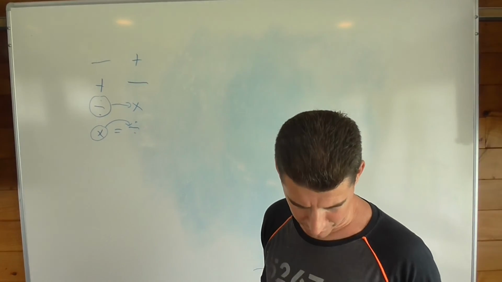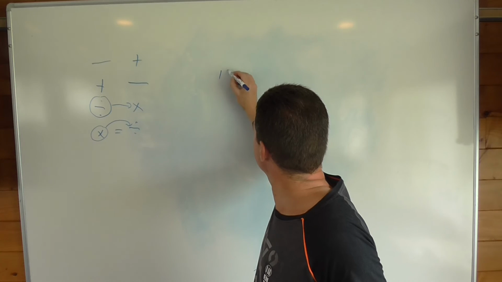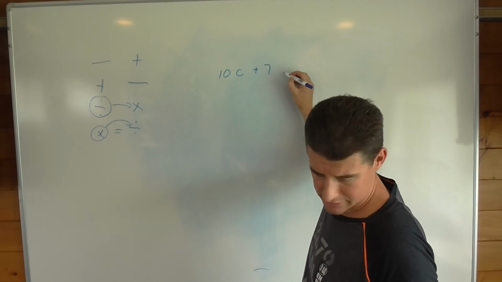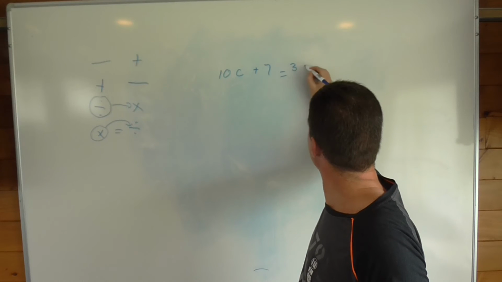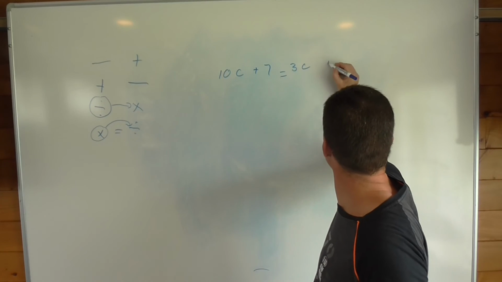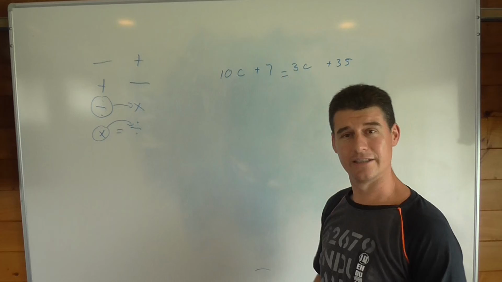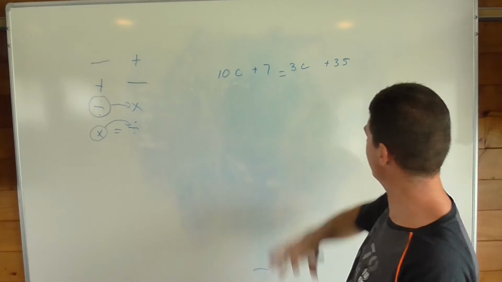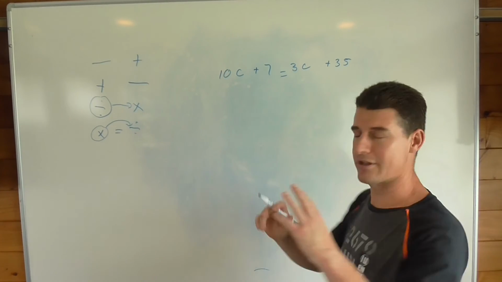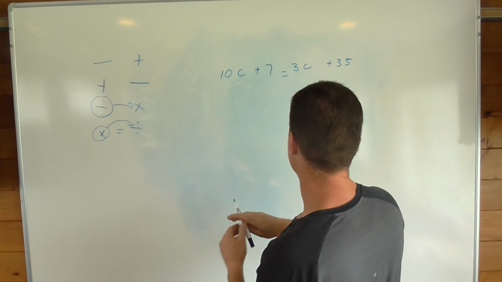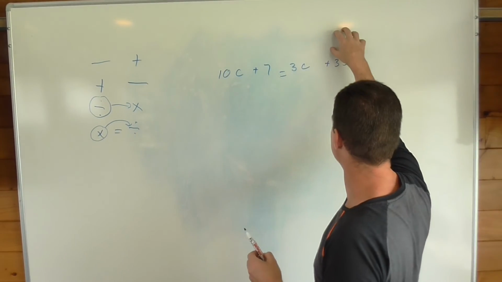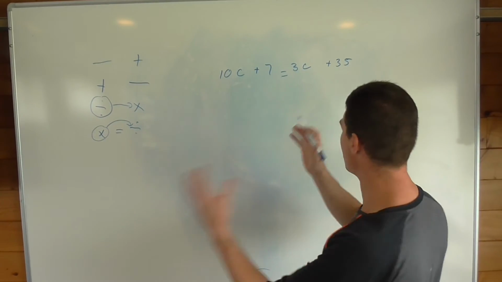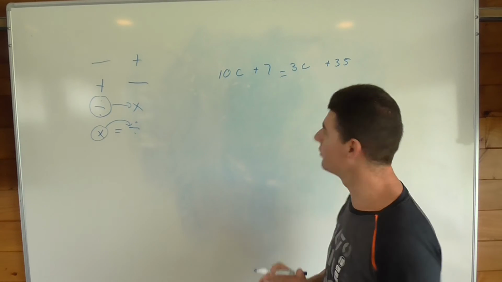Then problem number 4. Then we've got 10c plus 7 equals 3c plus 35. Okay, well now we've got variables on both sides. We've got the 10c on this side and the 3c on this side. So the same rule applies now. Remember, when we bring something over to that side, and if we bring something over to the other side, either way, the same rule applies.